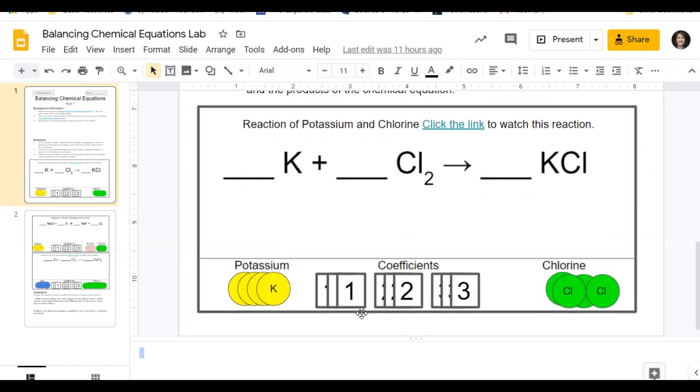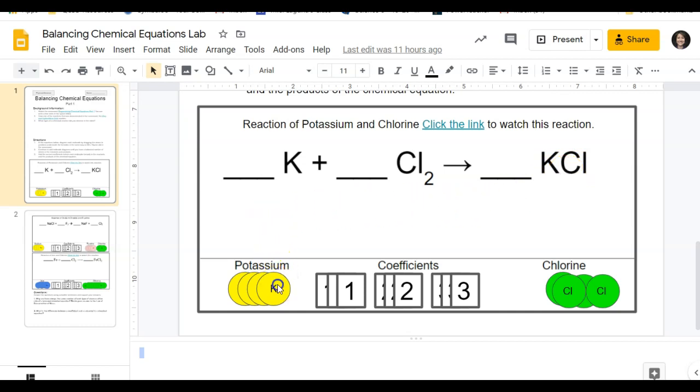The reaction of potassium and chlorine. You can click the link and actually watch the chemicals reacting to see what it looks like. Now we're going to start diagramming. First, we have to diagram potassium, chlorine gas, Cl2, and potassium chloride, KCl. The subscript in Cl2 tells us that we need 2 atoms of chlorine. The lack of subscripts here and here means that we have 1 each of each of these atoms.